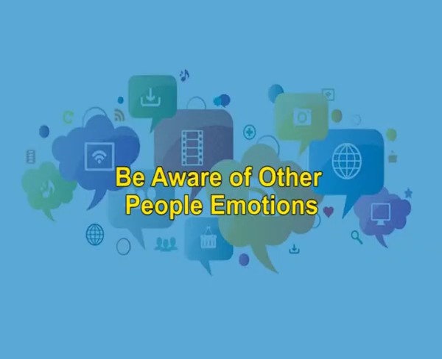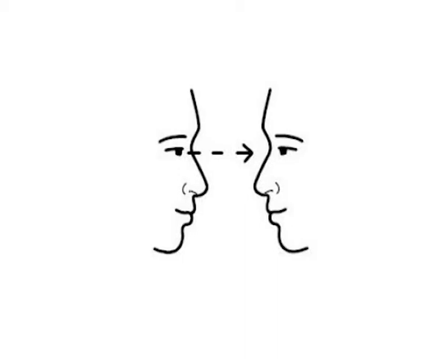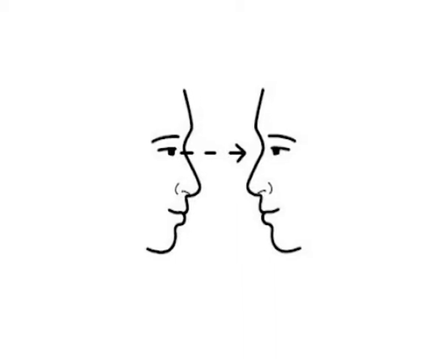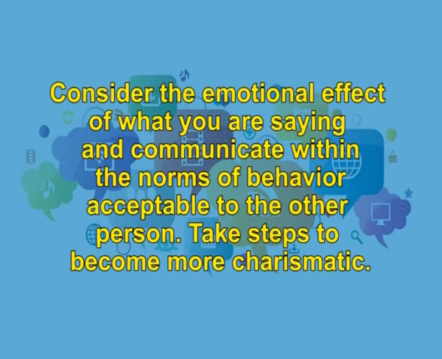Be aware of other people's emotions. Be sympathetic to other people's misfortunes and congratulate their positive landmarks. To do this, you need to be aware of what is going on in the other people's lives. Make and maintain eye contact and use first names where appropriate. Do not be afraid to ask others for their opinions, as this will help to make them feel valued. Consider the emotional effect of what you are saying and communicate within the norms of behavior acceptable to the other person. Take steps to become more charismatic.